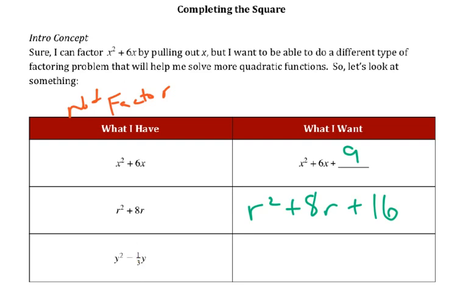Now the only way to make this more complicated is by throwing fractions into the mix. And so maybe you're like, well, I think it's going to be y squared minus 1/3 y, but probably plus maybe like 1/9 or something. But let's go through the math.